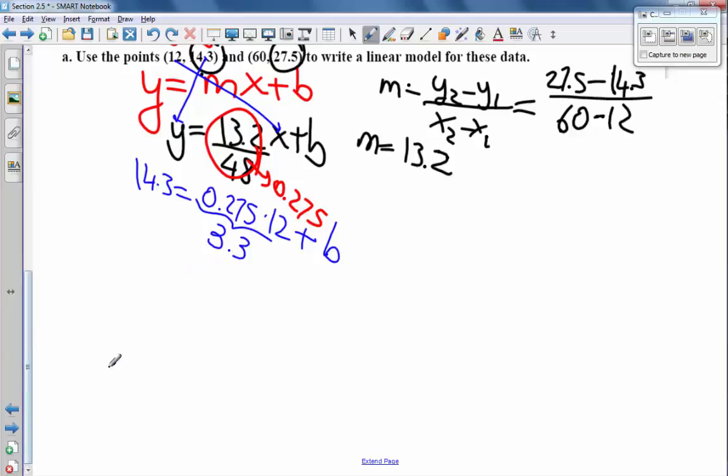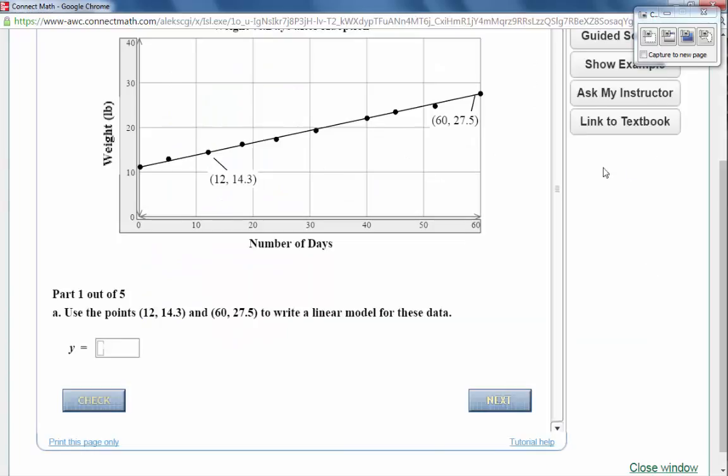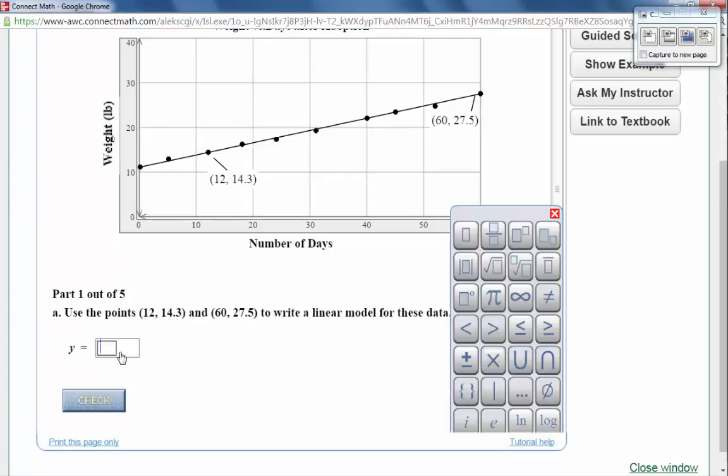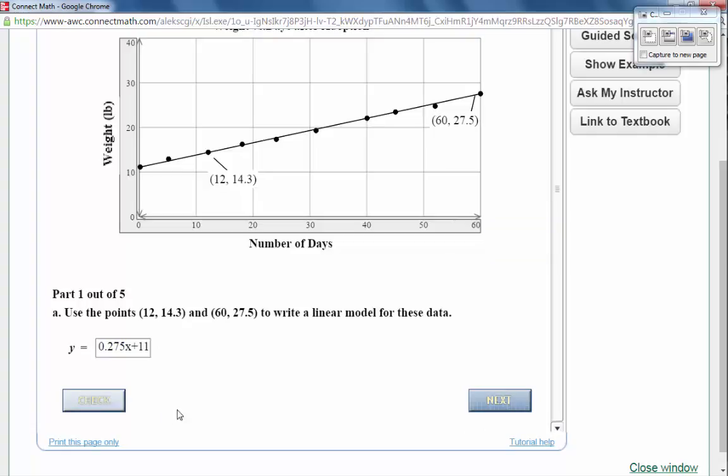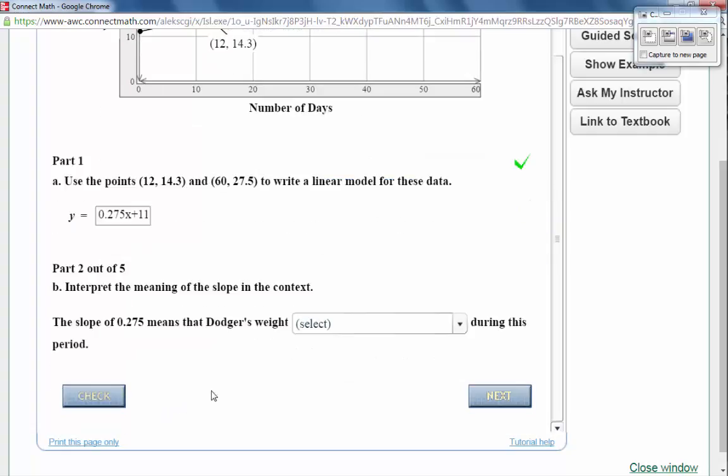And subtract from 14.3 should be 11. Agreed? Am I right? I told you it's not 13. I'm just kidding. Okay. But we got b to be 11. And this was 0.275x plus 11. I hope I'm right. Good. Let's understand how we use this line equation now.